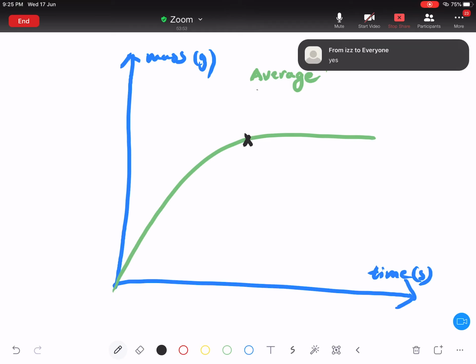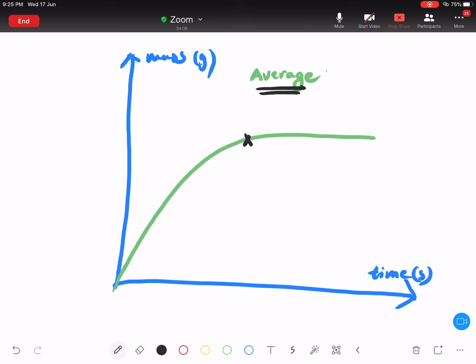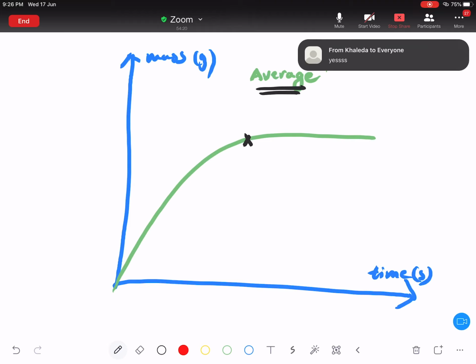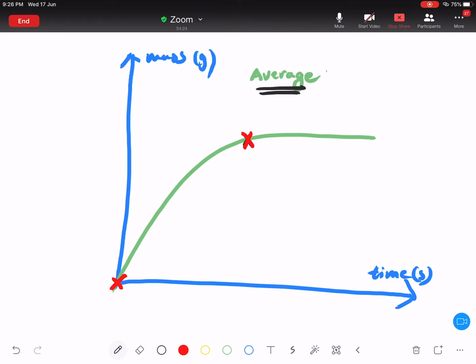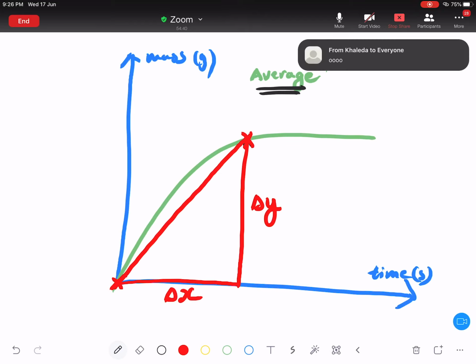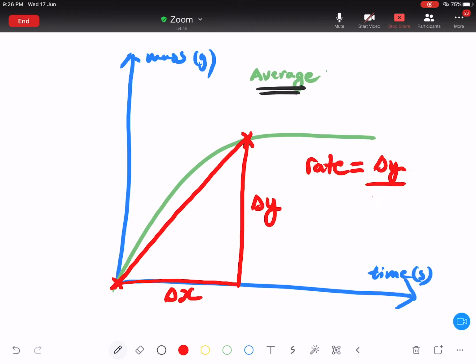Yes. Apa maksud purata, average? What do you mean by average? Yes, it's a mean. Mean adalah daripada awal sampai akhir. Do you agree with me? From the beginning until the end. Yes or no? So, ini adalah beginning experiment. This is the end of the experiment. Maka graf dia adalah gini. Segitiga dia gini. Delta Y, delta X. So, you know the rate average is delta Y over delta X.